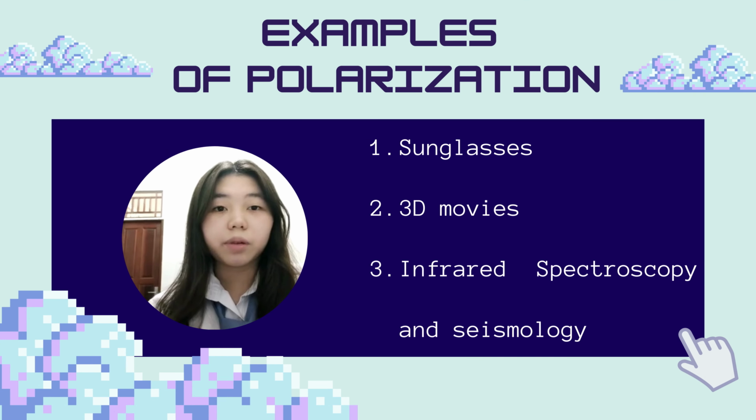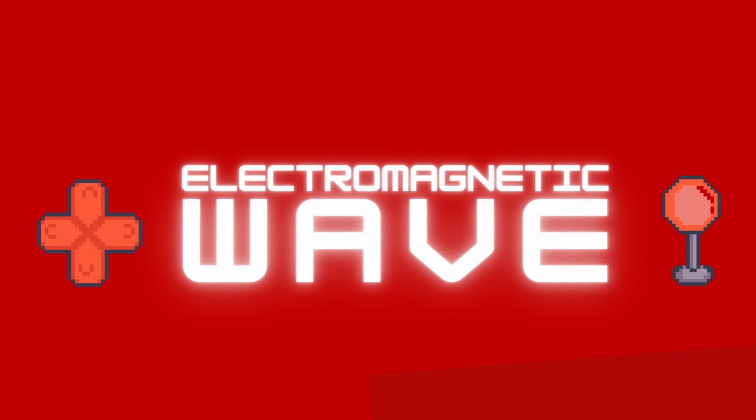There are a few examples of polarization of waves in daily life. The first one is sunglasses. Polarization is used in sunglasses to reduce the glare. The second one is in three-dimensional movies, or 3D movies. Three-dimensional movies are produced and shown with the help of light polarization. And the last one is polarization in infrared spectroscopy and in seismology to study earthquakes.